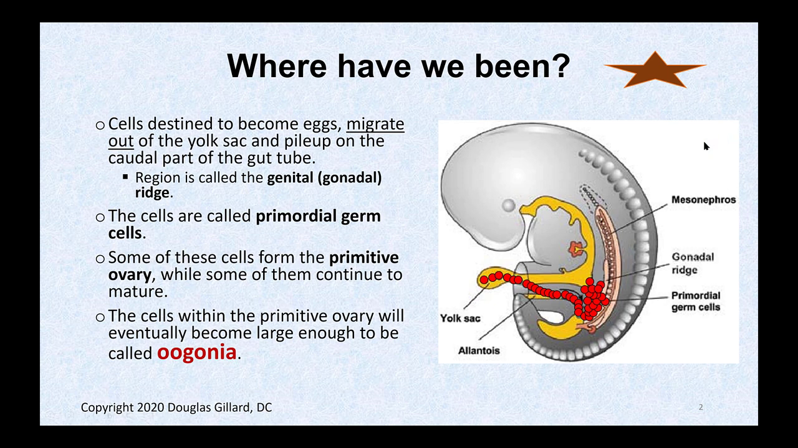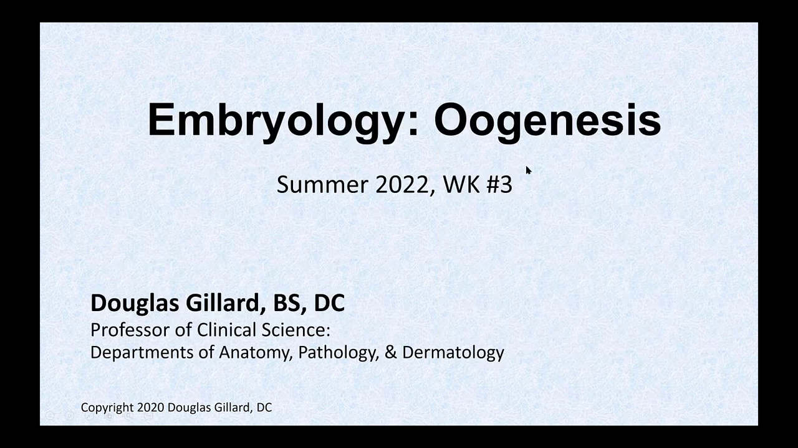So where have we been? Last week we talked about, of course, even going back further, oogenesis, that's the creation of the egg. We talked about spermatogenesis, which was creation of the sperm. Very easy process compared to oogenesis. Making the egg is much more complicated.